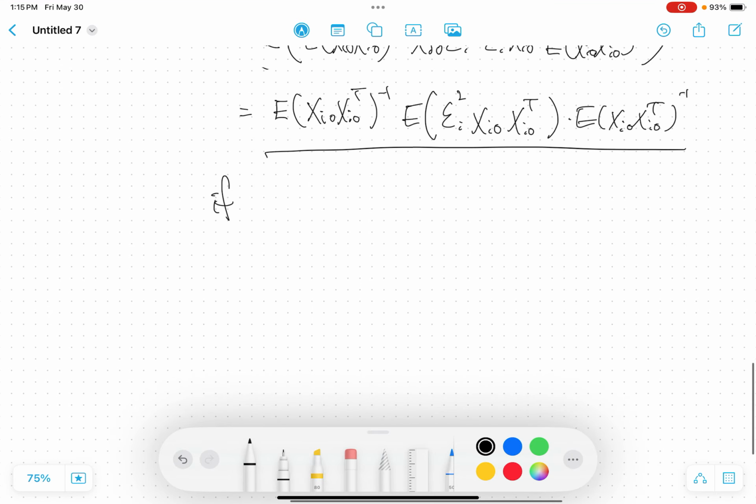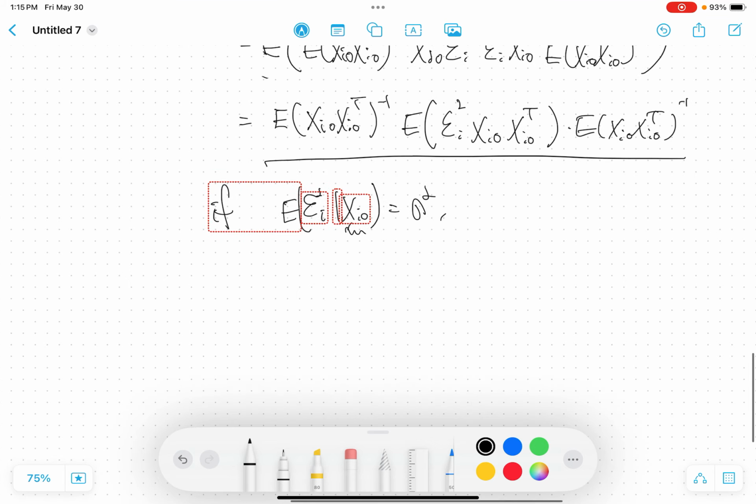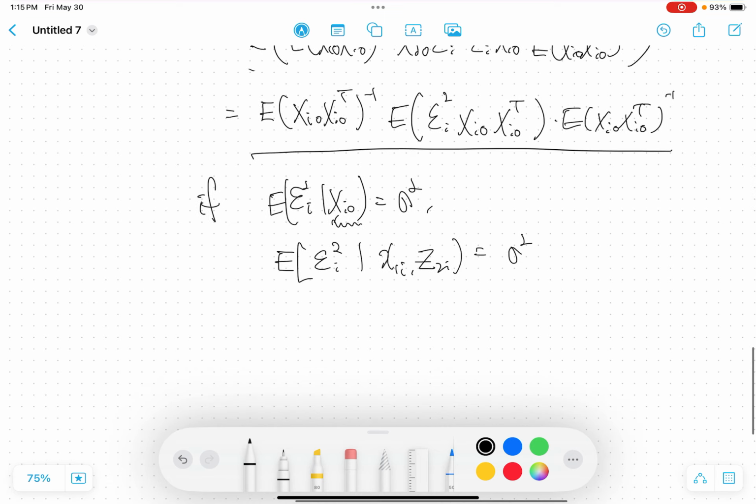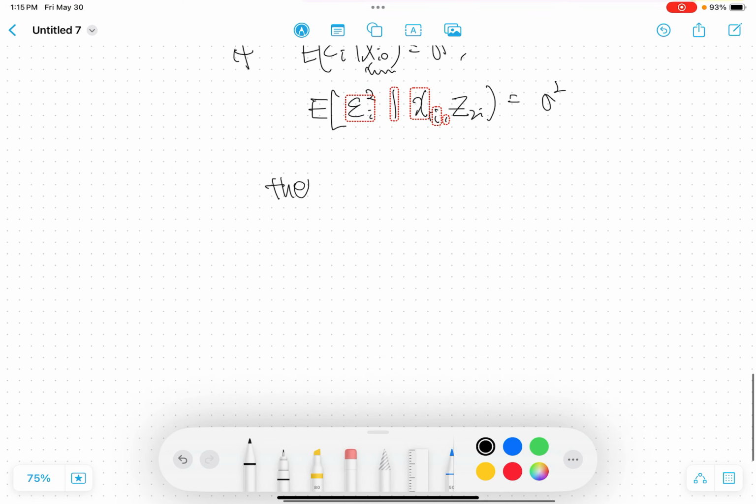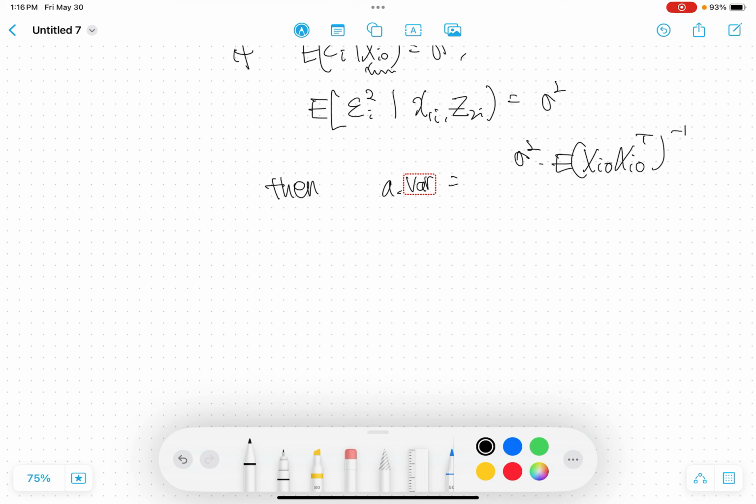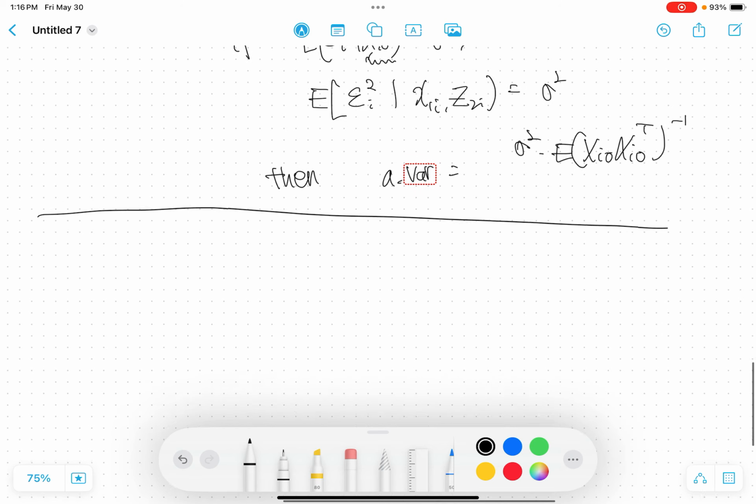And if you assume the homoscedasticity assumption, something like this, then so actually this means you have to write, since xi0 is our notation, more rigorously as x1i and z2i, it is sigma squared for all I. Then the asymptotic variance becomes sigma squared times expectation xi0 transpose inverse, which is very similar to the OLS estimator. This is the answer to part A.